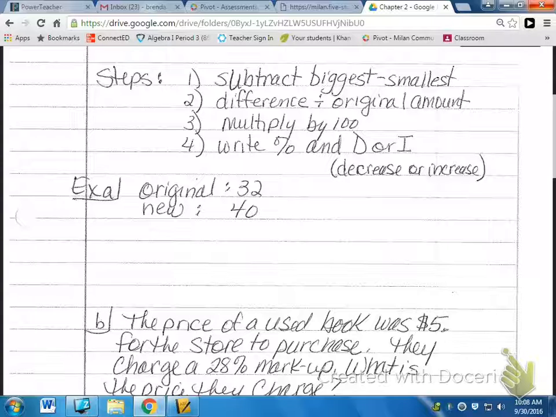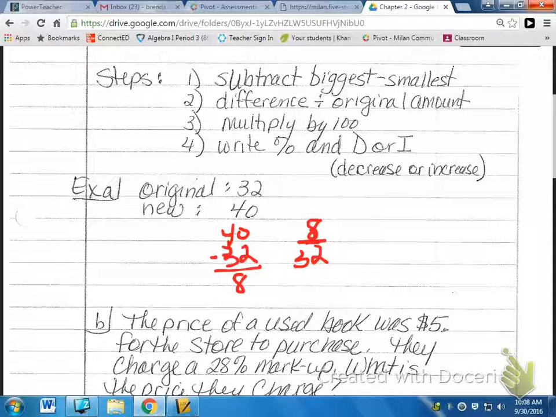So let's look at our first example. The original amount is 32 on a particular thing, and it went to a new amount of 40. So if I follow those three steps, the first thing I would do would be take the biggest amount, 40, and subtract 32, which means the actual difference is 8. Now I would take, in the next step, 8 divided by 32. That was the original one.